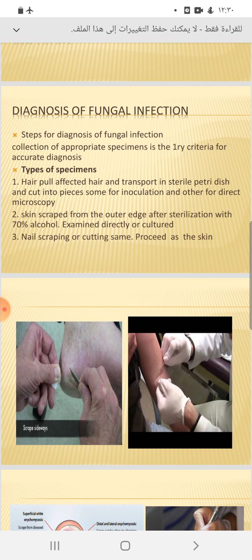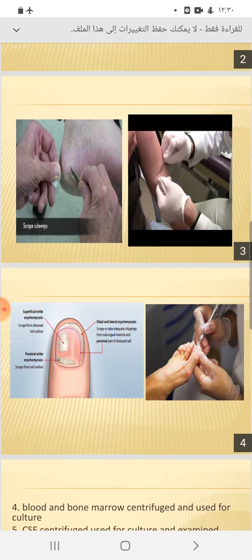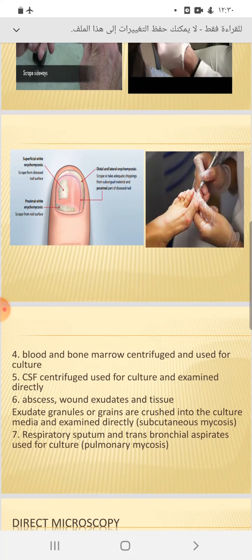Number 3, nail scraping or cutting. It should be processed just like the skin. These two pictures show the process of scraping of the skin by a special knife after sterilization of the skin with alcohol. This picture shows the scraping of the nail. Of course, it depends on the site, if we have superficial onychomycosis, distal or proximal, according to the site of the infection in the nail.